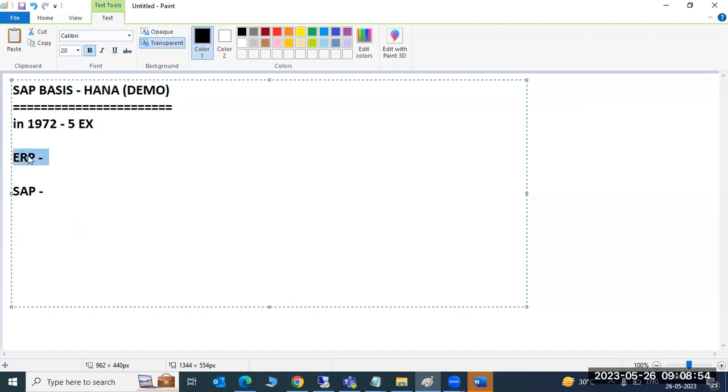So SAP comes from ERP. ERP is the parent, the father, and SAP is the child that comes from ERP. ERP has multiple software products.